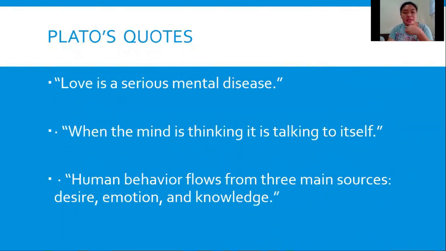So, let's try to read some of Plato's quotes. Love is a serious mental disease. I know, nauulol tayo sa pagmamahal. When the mind is thinking, it is talking to itself.